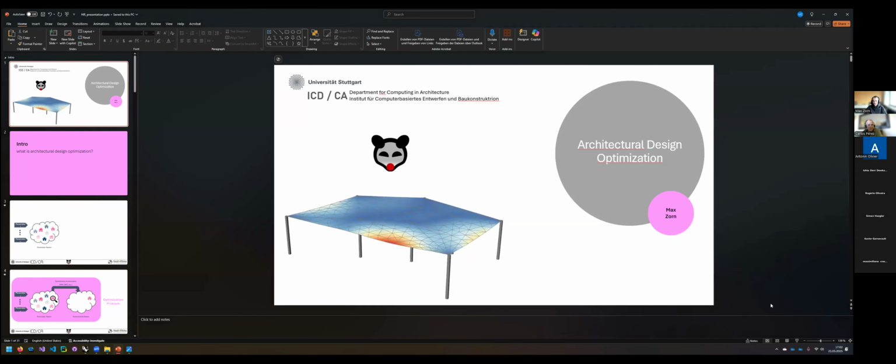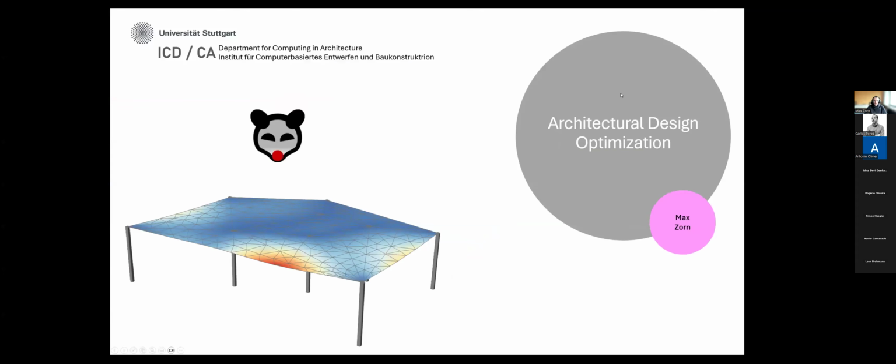All right. So tonight's topic is architectural design space optimization with Opossum, and as Carlos already mentioned, we're developing this plugin at the Department for Computing and Architecture at the University of Stuttgart. It was initially developed by my professor, Thomas Wortmann, and I took over when I started my PhD.